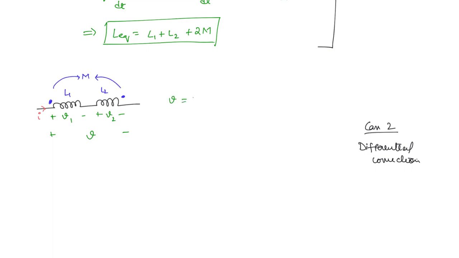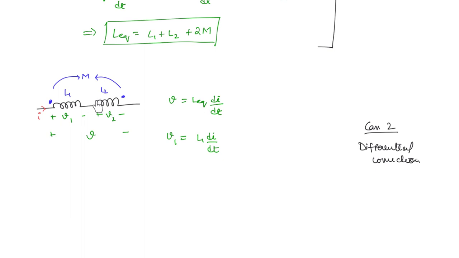So what will be V? V is equal to L equivalent di by dt. V1 you can write as the self induced voltage, which will be positive, L1 di by dt. What about the other, mutual induced voltage? It will be negative. So why is that the case?